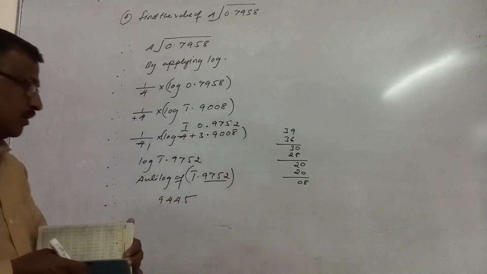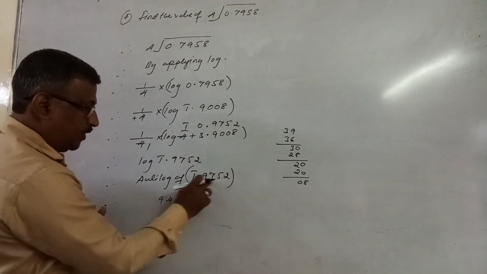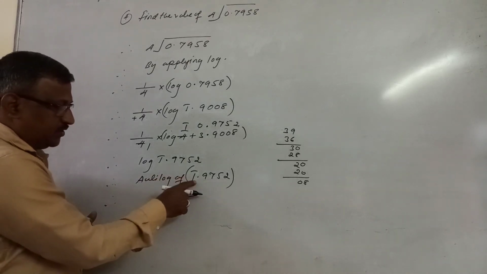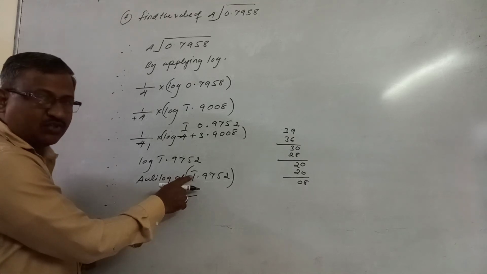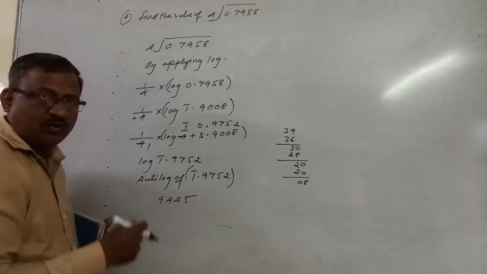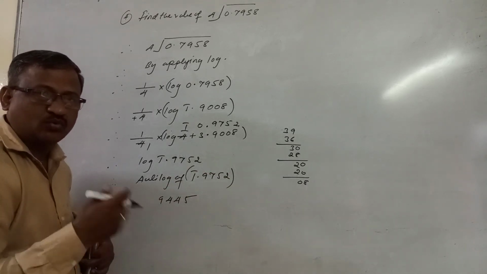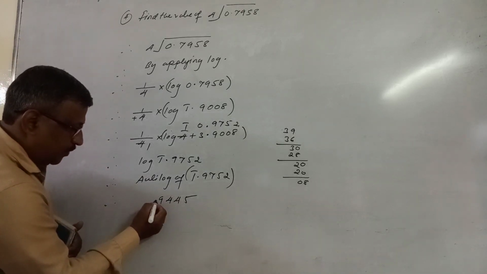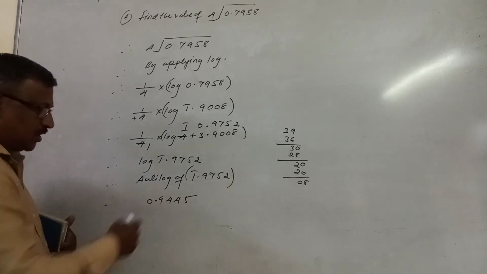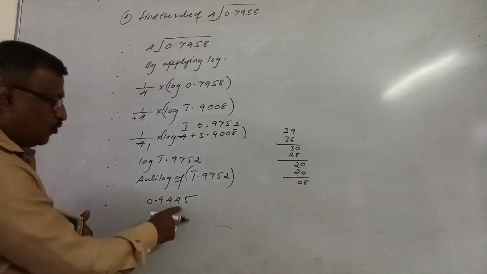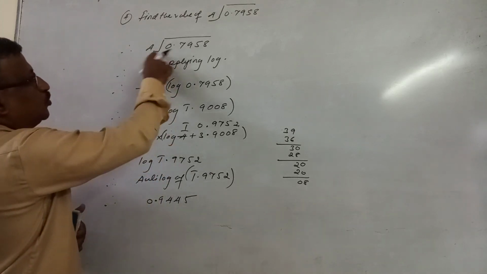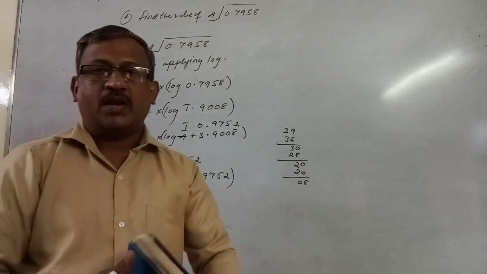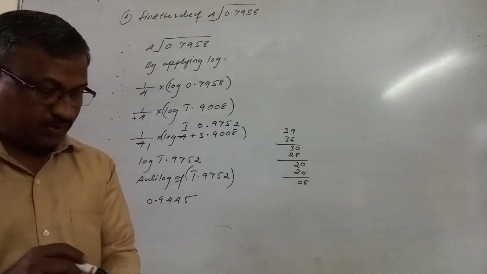9445. And now you have to place the decimal point, and to place the decimal point, refer to the characteristic, it is negative. And while finding the anti-log, if it is negative, you have to minus 1. So bar 1 indicates 1 0. From 1 0 you minus 1 0, remains no zeros. Means that number has no zeros after the decimal point. Simply you have to put the decimal point. So the answer comes to be 0.9445. So this is the fourth root of 0.7958. So this is how you calculate the root by using the logarithm.